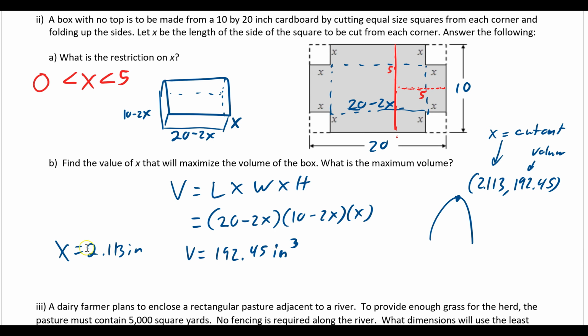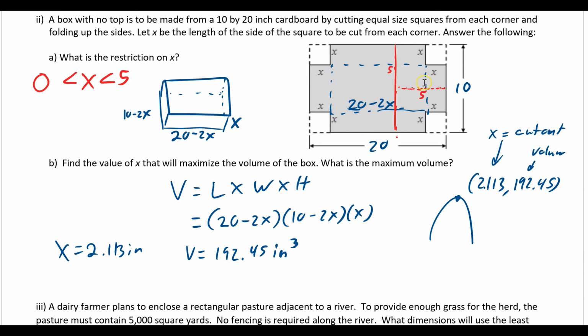So why is this important? Well, we now know if we cut out basically 2 1/8 from this little corner, fold up the sides, we would get the biggest volume that is possible with this box. And so we just took a box that's 10 by 20 and made a box out of it that would hold the most amount that we need.